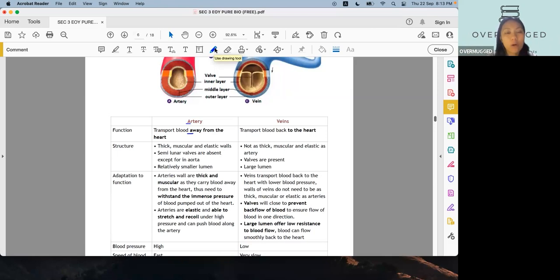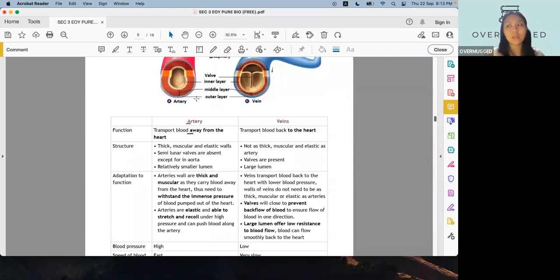So same for arteries. When blood flows through there, the high pressure, it will stretch out. But when blood leaves the part, it will recoil back to its original shape, original width. So it's also important. If it's not elastic, it's not able to stretch and recoil back, then once the blood pressure passes through, the artery will be very large. So elastic, therefore able to stretch and recoil. So that is the first thing.